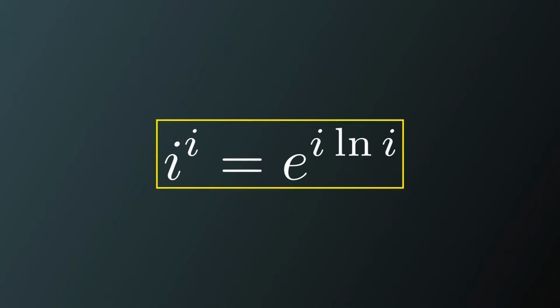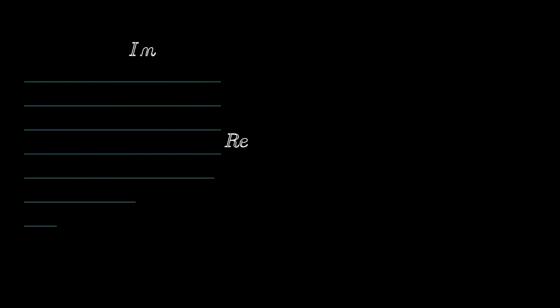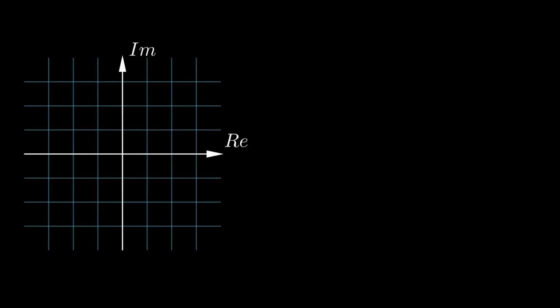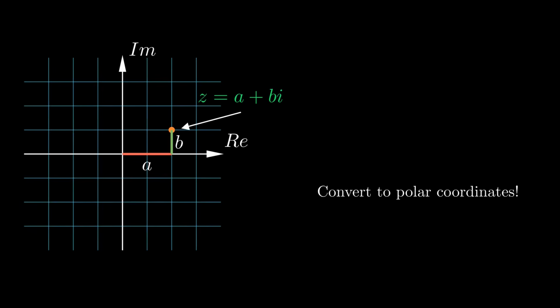Now the problem becomes working out ln I. But to do this, let's take a step back and derive a formula. This is the complex plane, and this is a complex number. It's made out of two parts, a and bi. But let's convert it to polar coordinates. So instead of using a and b, we can use r and theta, where r is the radius from the origin to the point, and theta is the angle up to the radius from the x-axis.